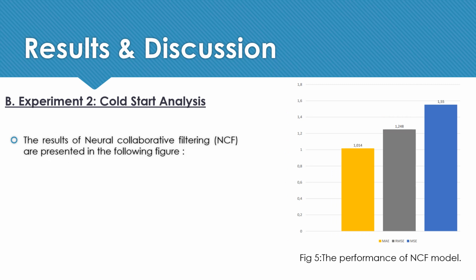This figure presents the results of neural collaborative filtering when applied to the dataset representing cold start scenarios. The neural collaborative filtering model reports metrics with an MAE of 1.014, RMSE of 1.24, and MSE of 1.55.